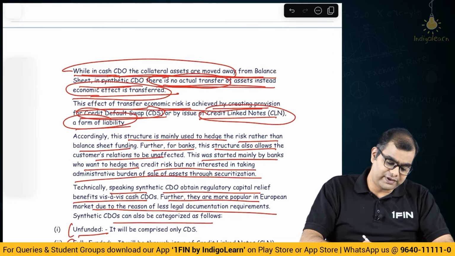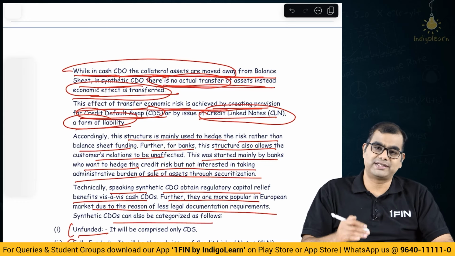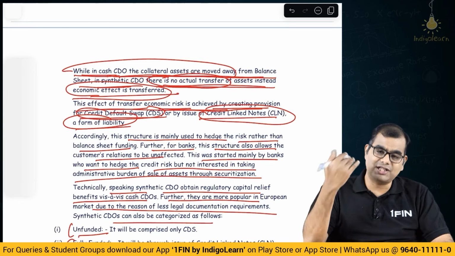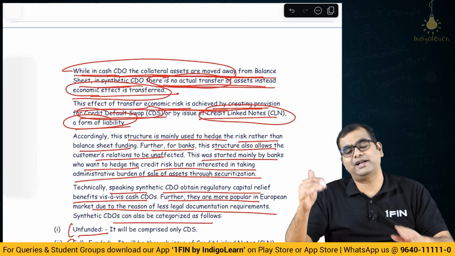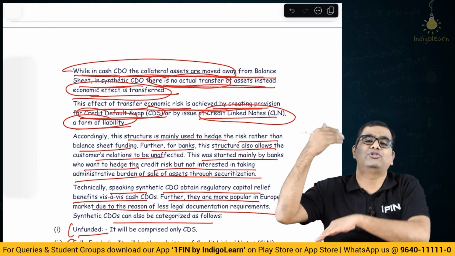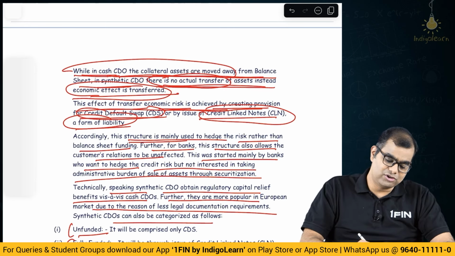The effect of transfer of economic risk is achieved by creating a provision for CDS or by issue of credit linked notes. So basically, you are transferring the entire risk by issuing credit linked notes, and from that credit linked note you create a new ABS. From that you create basically a CDO structure. Accordingly, this structure is mainly used to hedge the risk rather than for balancing funding. Further, for banks, the structure allows the customer relations to be unaffected.